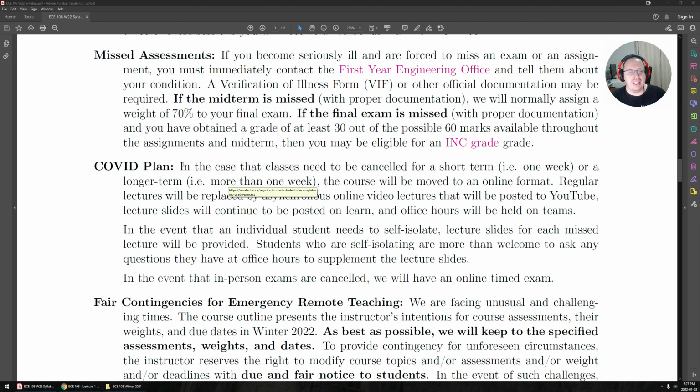So COVID plan. COVID is still a thing. The university might need to have classes canceled for a short period of time or longer than a week. In that situation, the course will be moved back into an online format. I really don't need to describe the online format here because you're experiencing what it will be, but you'll receive asynchronous online video lectures that'll be posted to YouTube, and the lecture slides will be posted to Learn. If we go back to an online format at any point, then I will start re-releasing those weekly schedules to keep you on pace for everything.